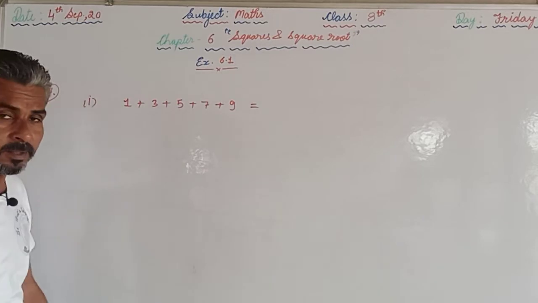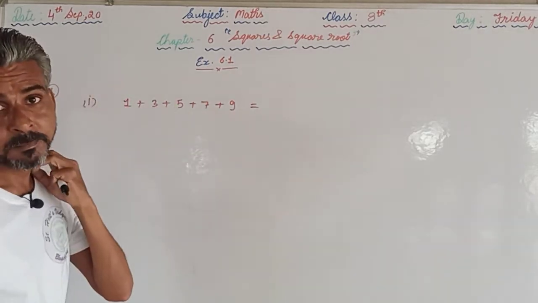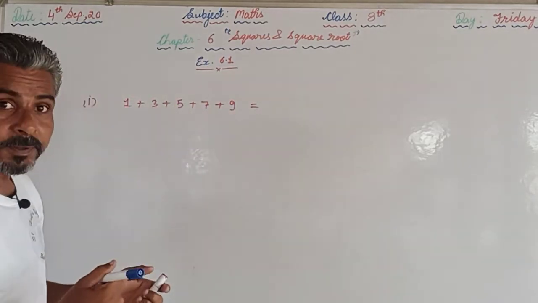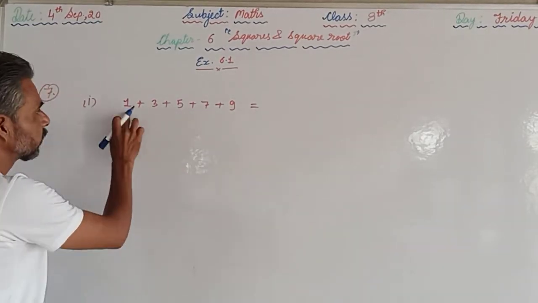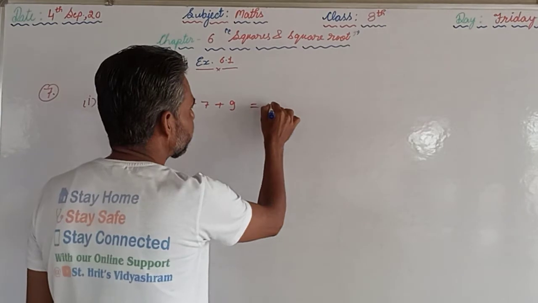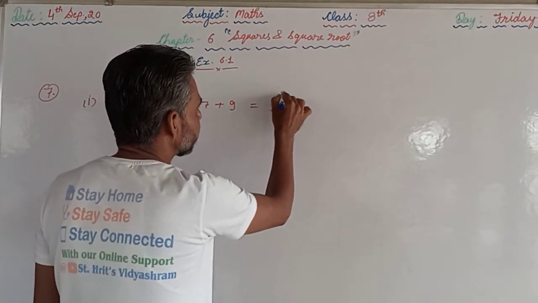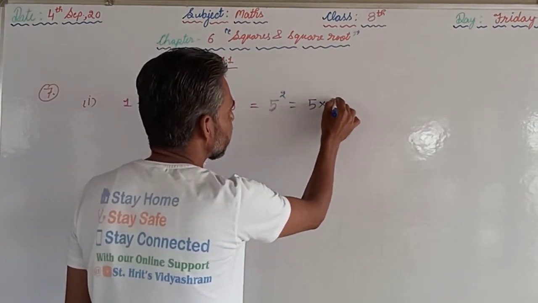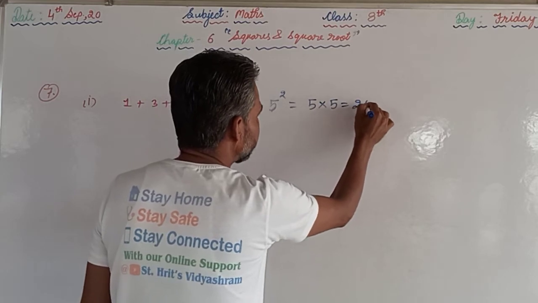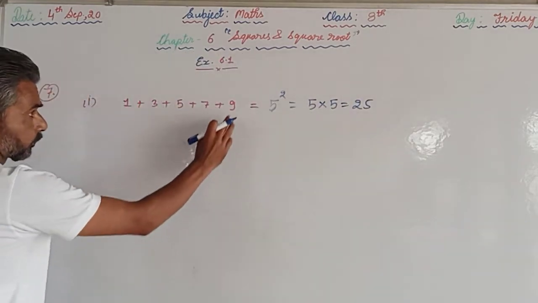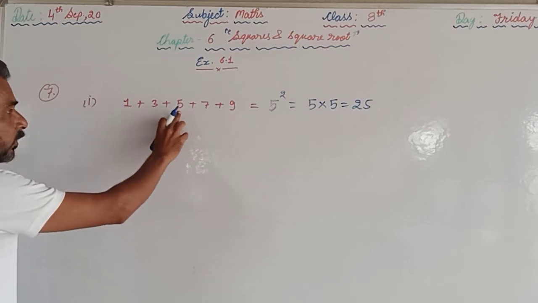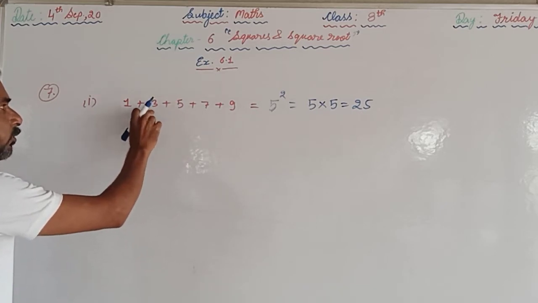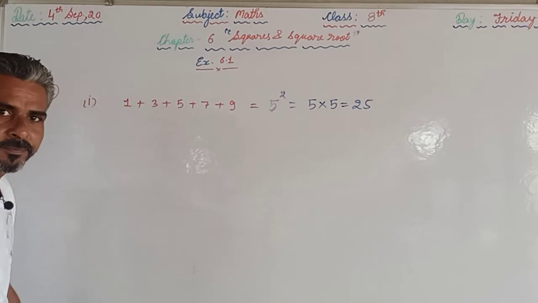So that can be a perfect square. Which perfect square will it be? We are supposed to count the number of odd numbers: 1 2 3 4 5, that is 5 square. 5 square means 5 into 5, that is 25. You can check: 9 plus 7 is 16, 16 plus 5 is 21, 21 plus 3 is 24, 24 plus 1 is 25.